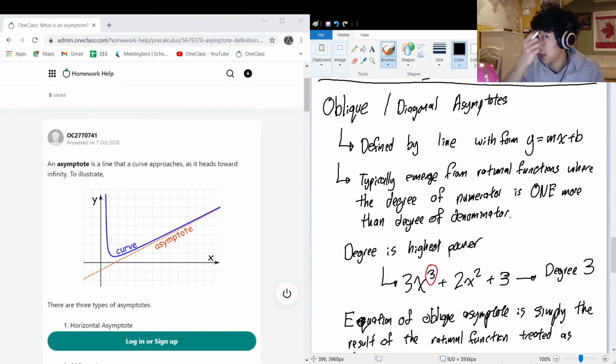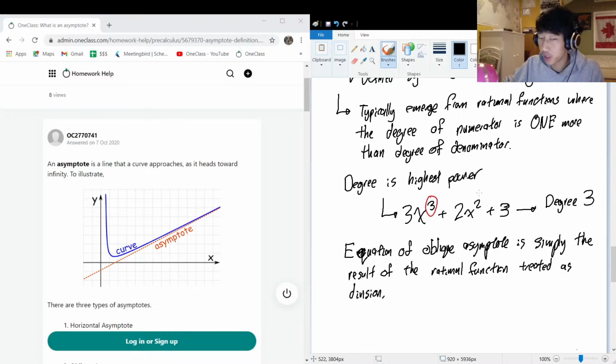Otherwise, the result of that division will not be linear, and of course it won't correspond to an oblique asymptote, which is a straight line. As you can see on the diagram here, the asymptotic behavior is pretty much the same. It's going to approach it, but never quite get there.